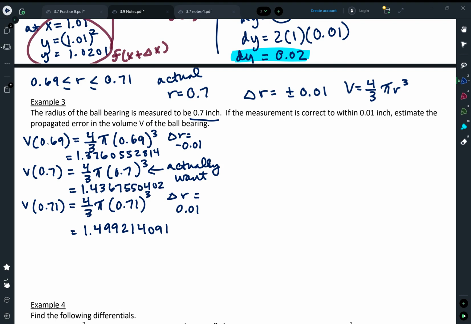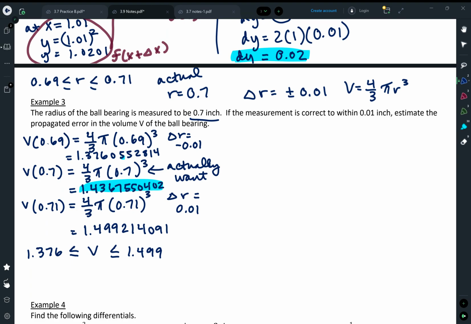Okay, so this middle one is what we want, but it could be as small as that, it could be as big as this, right? So I know that the 1.376 is going to be less than or equal to our actual volume that we want, which would be less than or equal to the 1.499. So our volume could vary by as much as that, okay?